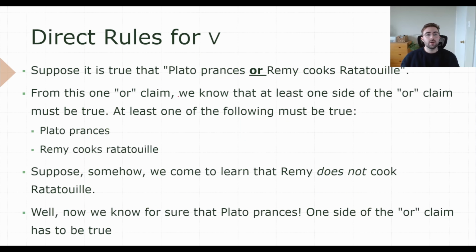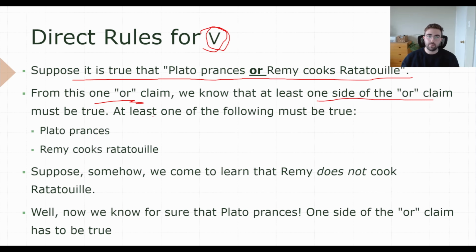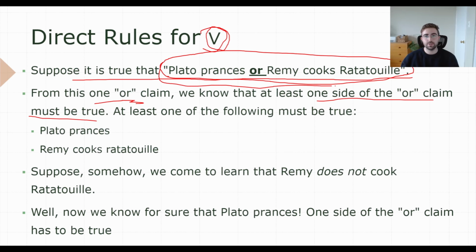All right. Okay, so those are the direct rules for the and symbol, but what about this or symbol here? Well, let's suppose it's true that Plato prances or Remy cooks ratatouille. Someone tells you that and you know it's true for some reason. From this one or claim, we know that at least one side of the or claim must be true, right? Because if this whole claim is true, Plato prances or Remy cooks ratatouille, then at least one of these sides has got to be true. Either Plato prances or Remy cooks ratatouille. Sometimes both, but we'll talk about that later. That's not relevant right now. But at least one of these sides has to be true, right?